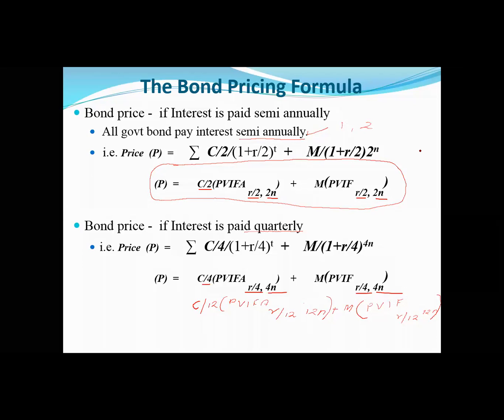Tanas, if interest is paid every day, how will the formula work out? There are 365 days a year, so it would be 365. C divided by 365. Then bracket PVIFA R divided by 365, comma 365n, plus M bracket PVIF R divided by 365, comma 365n.